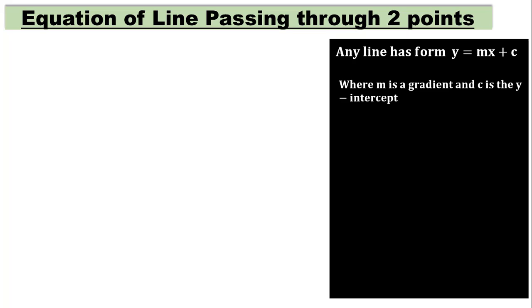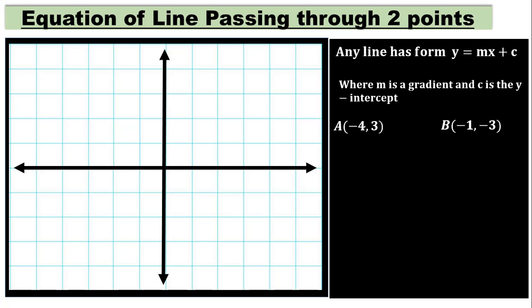Let us consider a simple example by considering two particular points on a straight line, A having the coordinates -4 and 3, B having the coordinates -1 and -3. Students, for understanding, I recommend you first draw the graph of this straight line. So let us first draw the Cartesian plane like this.